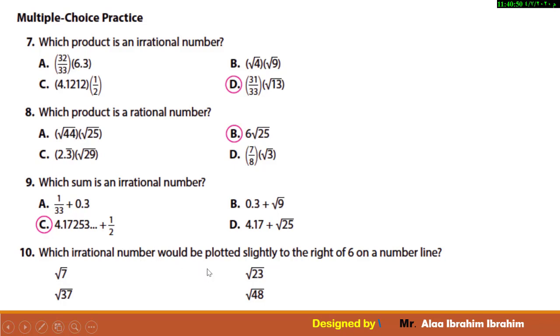Which irrational number would plot slightly to the right of 6 on the number line? Right of 6. So I have to find something before and after these numbers, and have something right of 6, meaning your left will be 6, or meaning under the square root 36. So I found this is before, this is after 36, so the before number will be 36. So this 36, so 6 point something. So this is your answer, because the number has a perfect square before 37, it's 36. So this is the correct answer for you.